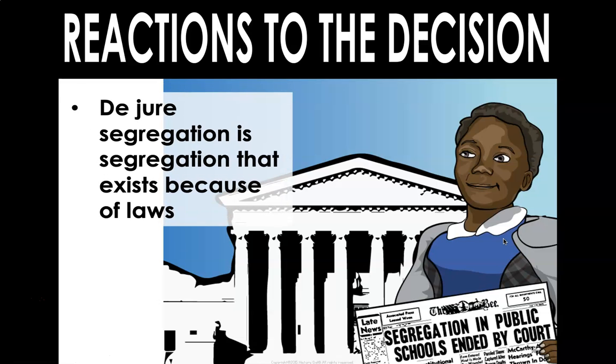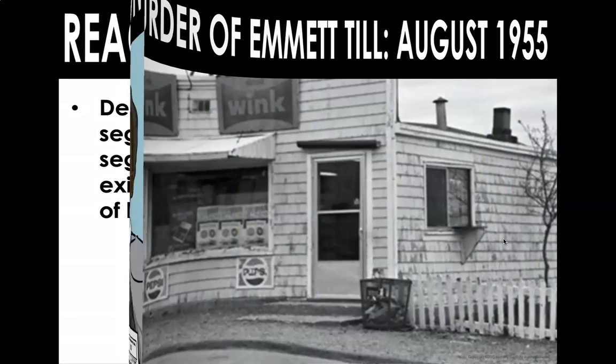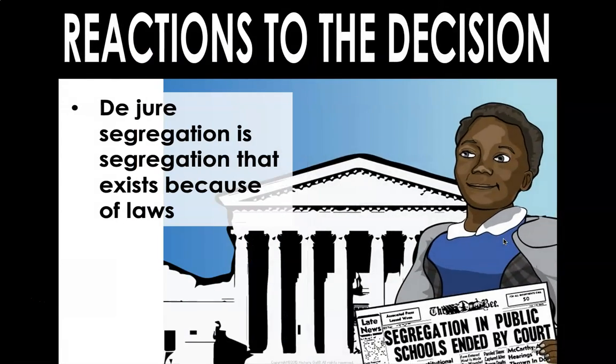Now, this is the other one we're going to talk about. De jure segregation is segregation that exists because of laws. One of the things I want to focus on when we come to de jure segregation, again, is segregation that exists based on laws.